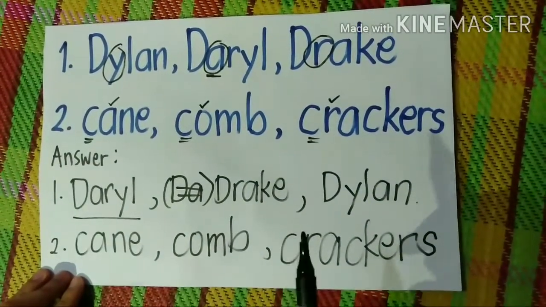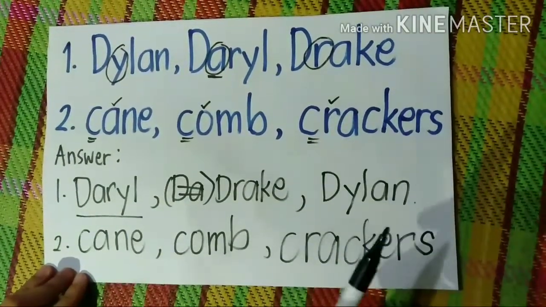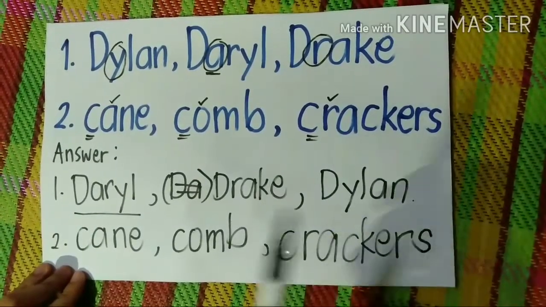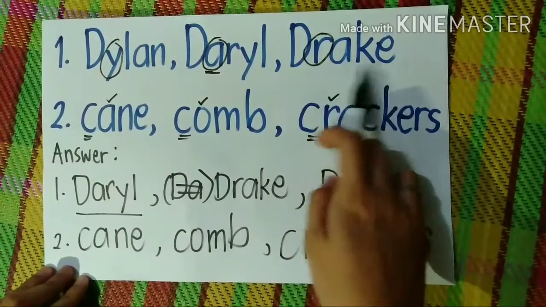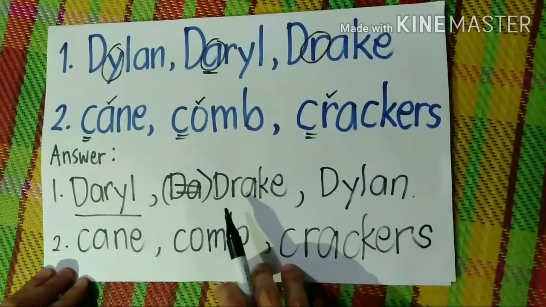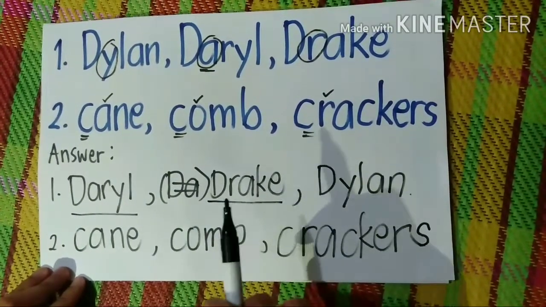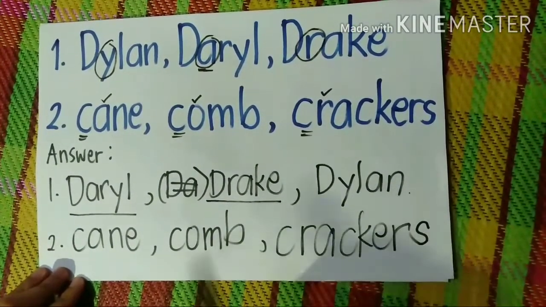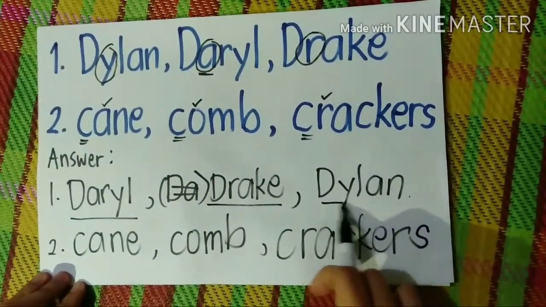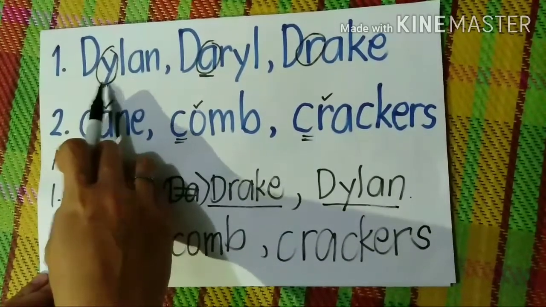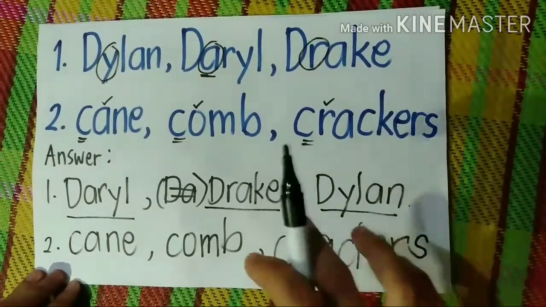As we all know, letter Y is found somehow at the last part of the alphabetical order. So automatically, we can assume that the name Drake is the second one in the order. So I wrote Drake at the second order. And the last one, the name Dylan, is at the last part since letter Y is found at the last part of the alphabetical order.